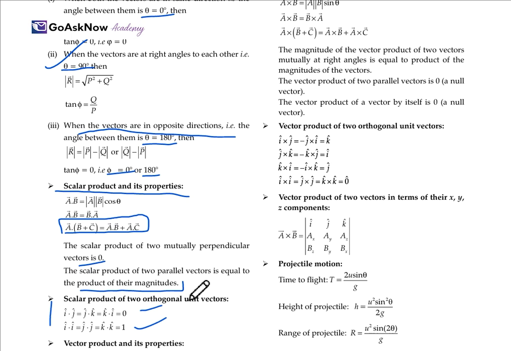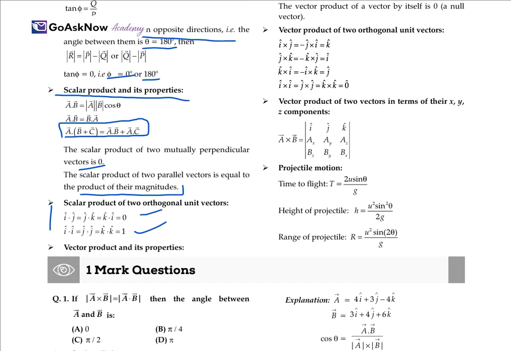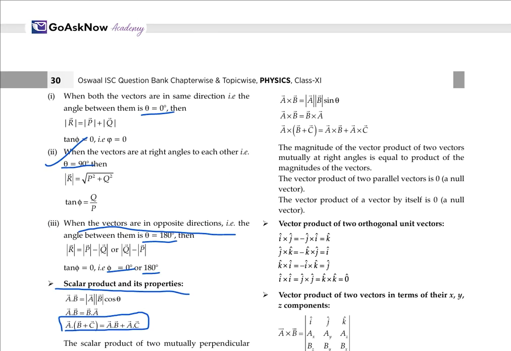Acceleration and velocity at the highest point. Acceleration is always constant through the journey and it's going in the downward direction, so g will play an important role. The second one is velocity at the highest point. Velocity at the highest point will be 0.